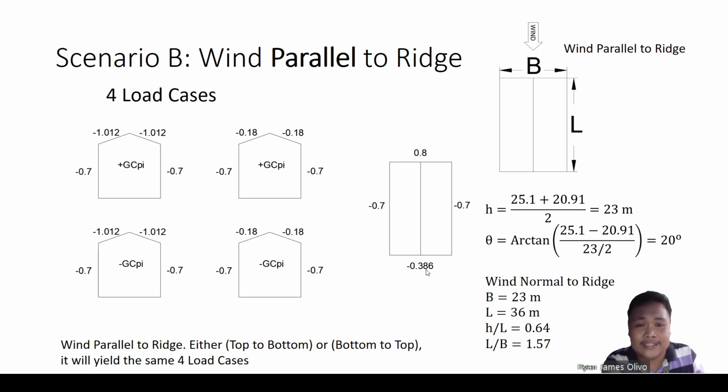So negative 0.386. For windward and for side walls, when we consider the parallel, the walls flip. Earlier our side walls were this side and this side. Now our side walls are negative 0.7 here. And since our wind is coming from top to bottom, our windward wall is 0.8. So okay.